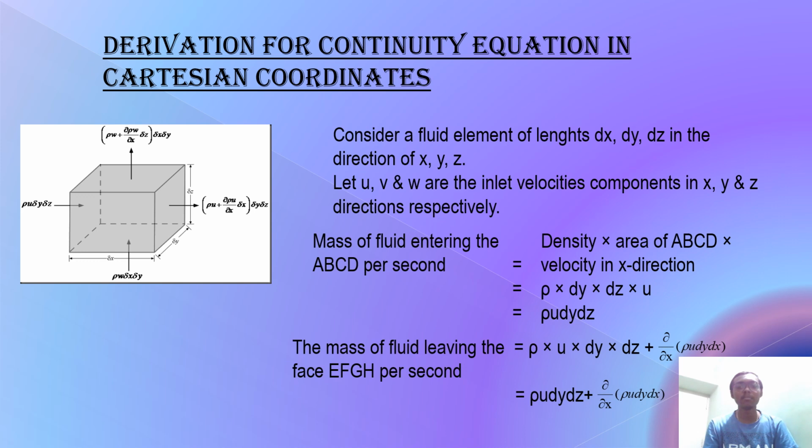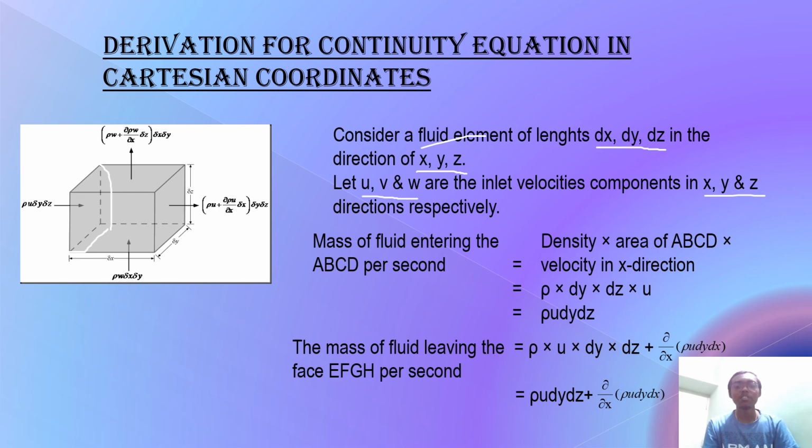Consider a fluid element of length dx, dy, dz in the direction of x, y and z. Let u, v, w be the inlet velocity components in x, y and z directions respectively. The mass of fluid entering the face ABCD per second, which means the mass of fluid which enters in this direction, is equal to density into area of ABCD into velocity in x direction.